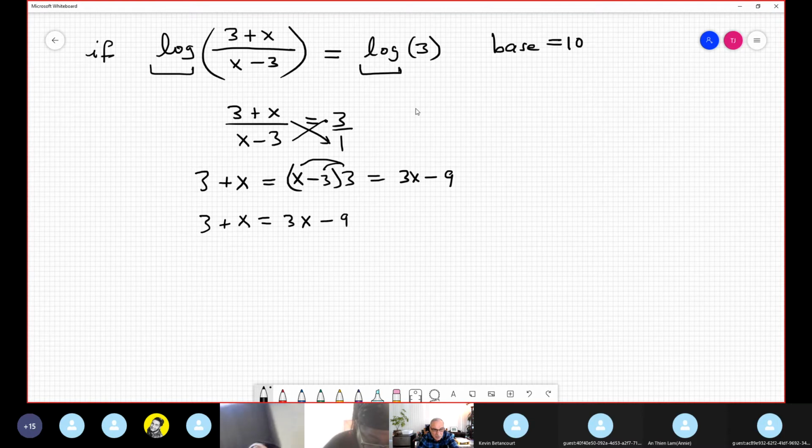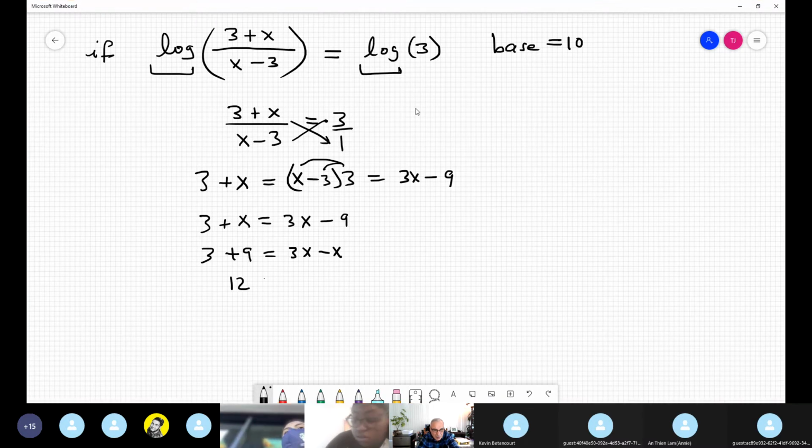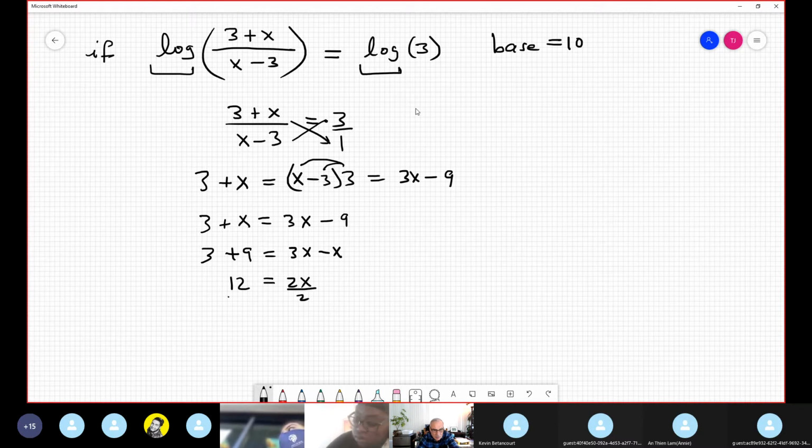What I propose to you, well, move this, stay here. Why not? Minus x, move to the right. 3 stay here plus 9. This is 12, and this is 2. Divided by 2, x equals 6. Boom. I need to check it, of course.